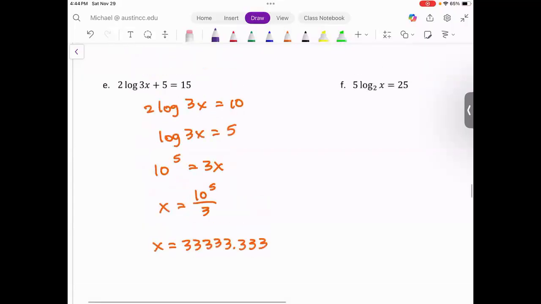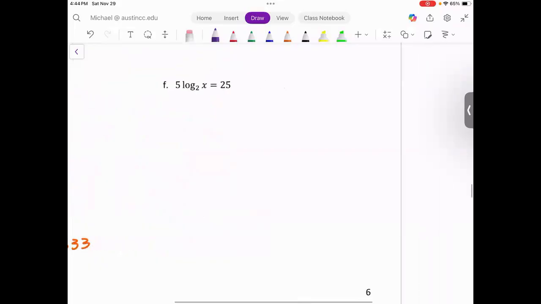All right, and last one of these. 5 log base 2 of x equals 25. So we want to get that log base 2 of x by itself. So we'll divide each side by 5. 25 divided by 5 is going to be 5. And then we convert to exponential. So 2 to the 5th equals x, or x equals 32.